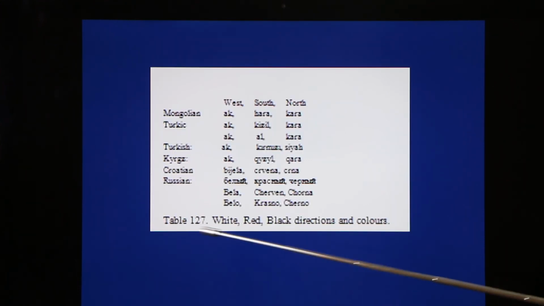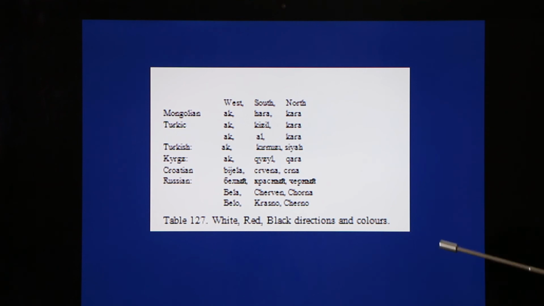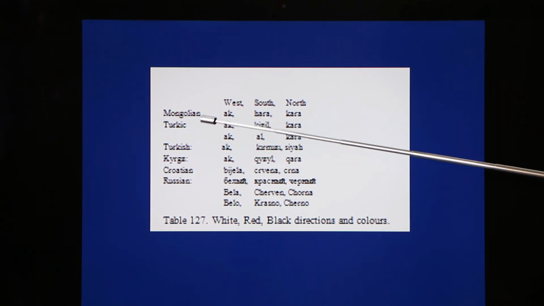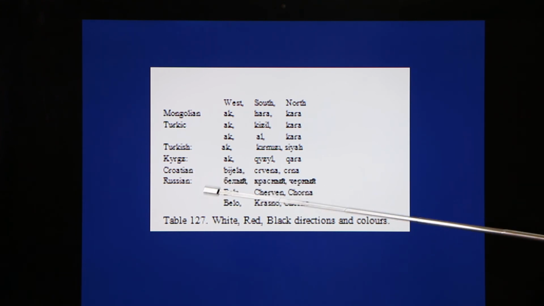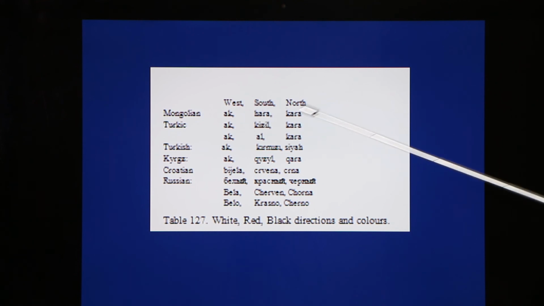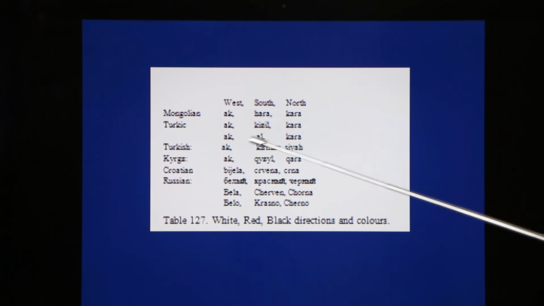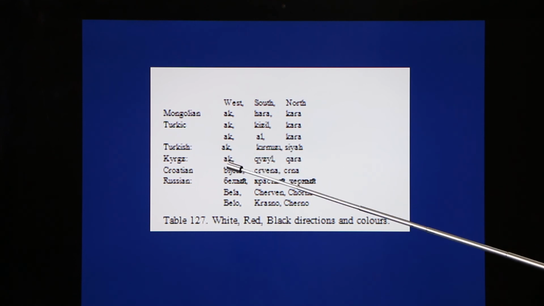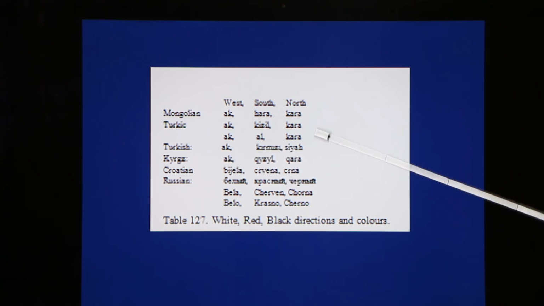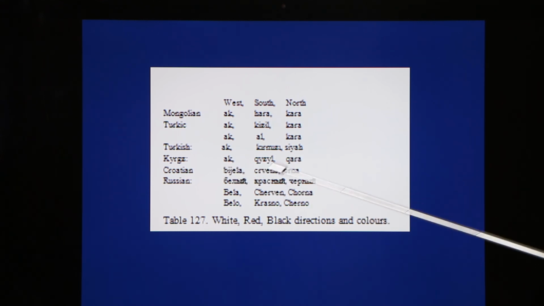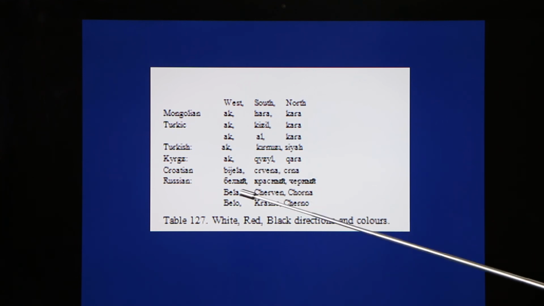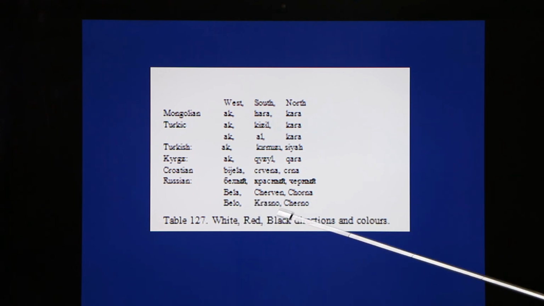And so if we start to look at Eurasia as a whole, we have Mongolian, Turkic, Turkish, Kyrgyz, Croatian, and Russian. Ak-Kara becomes Ak-Kizilkara, becomes Ak-Alkara, becomes Ak-Kirmuzi-Sia, becomes Ak-Kizilkara, Bilea Cervena Sirna, Bela Cherven Chorna, Belo Krasno Cherno, and as in Chernobyl.